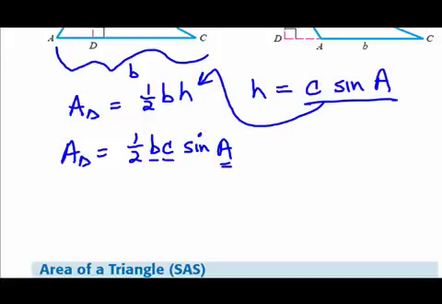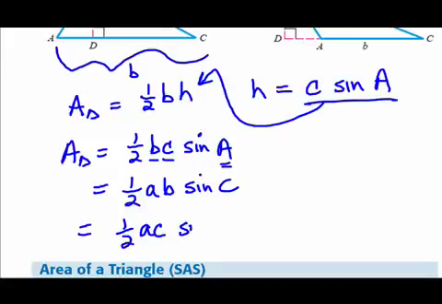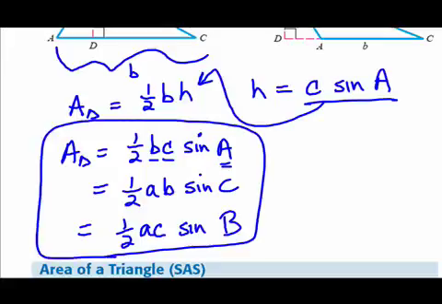So other modifications of this formula, you could also say it would be the same thing as 1/2 times A times B times sine C. One more: 1/2 times A times C times sine B. So any one of those could be used to find the area of your triangle.